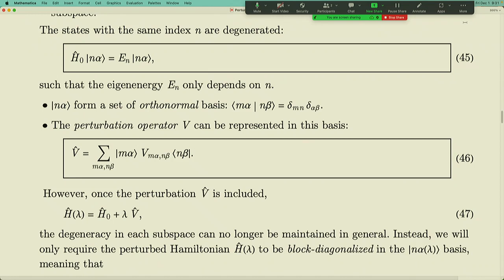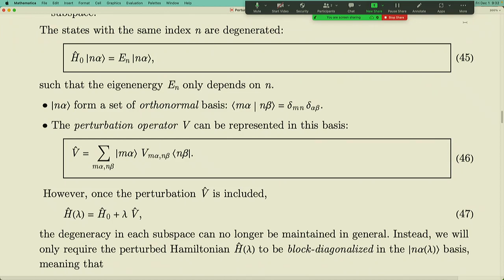So these two delta symbols basically are multiplied together. The first delta symbol is trying to check whether m equals n, and only in that case it's 1. And then the second delta symbol is to check whether alpha equals beta, and only in that case, when alpha equals beta, it's 1. So in order for these two delta symbols to multiply to 1, you need to simultaneously satisfy the condition that n equals m and beta equals alpha. Okay, so that is the orthogonal condition.